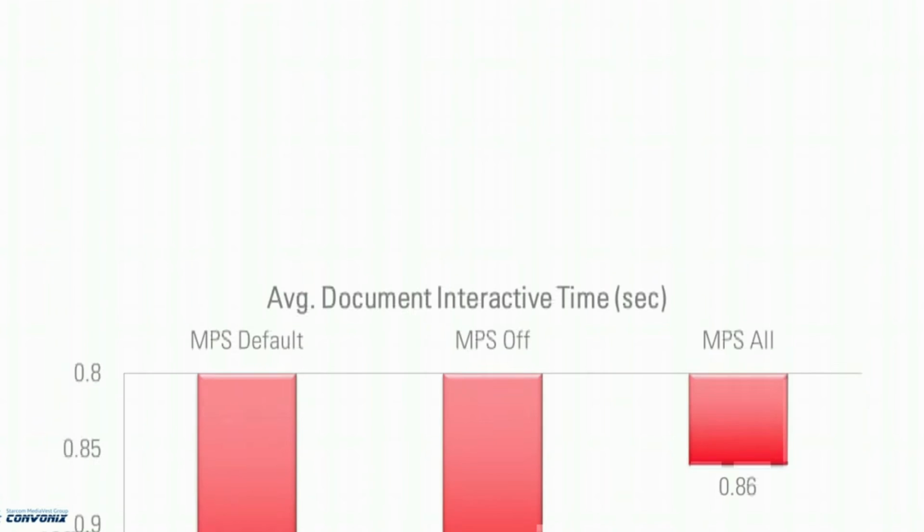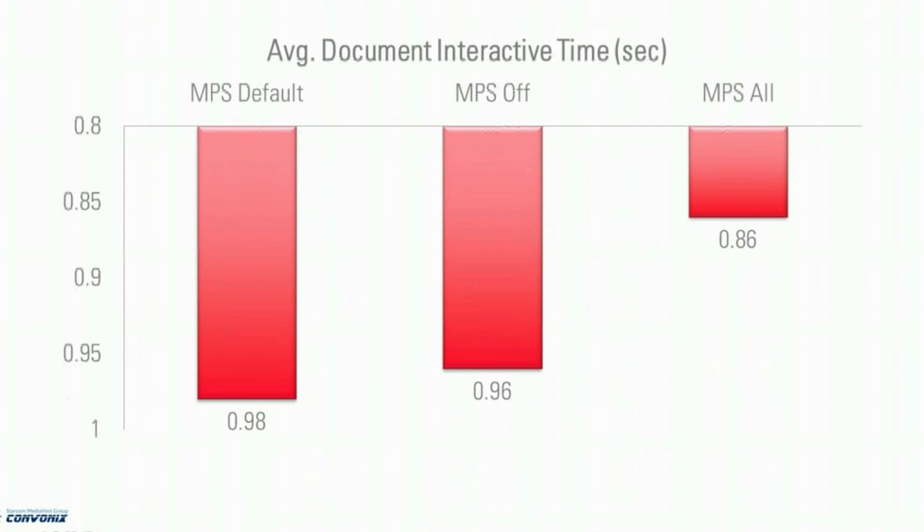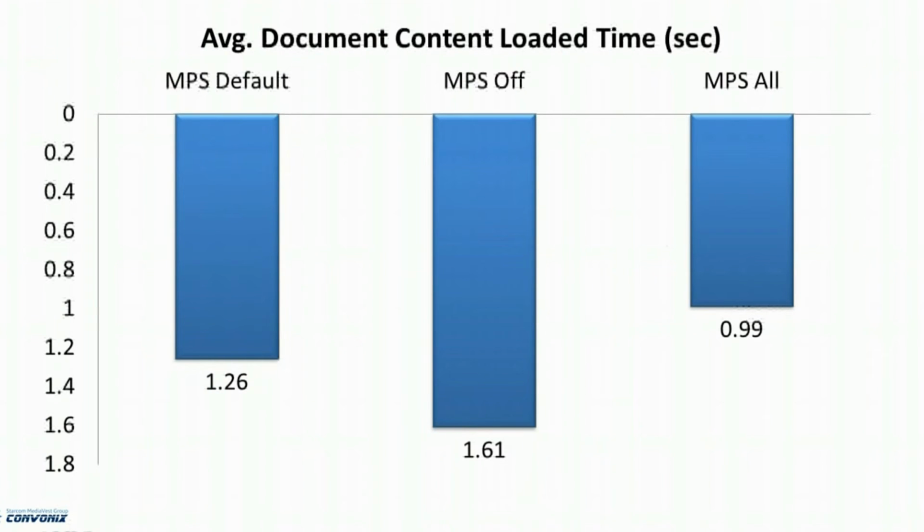Looking at the results for the first instance load time, that is, the average document interactive time, we found that this time around, on an average over 40 pages, the most aggressive set of filters delivered the first visible element the fastest. And similarly, the same trend was observed for the metric average document content loaded time. Mod page speed with all filters on outclassed the other two, with mod page speed on default filters coming a runner-up.